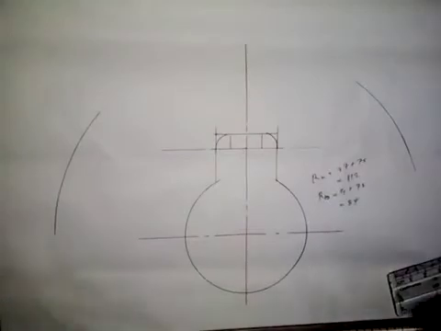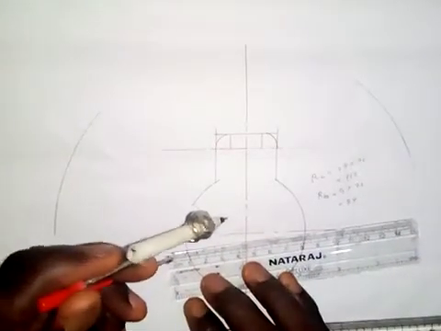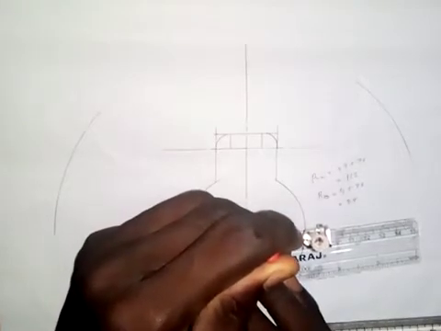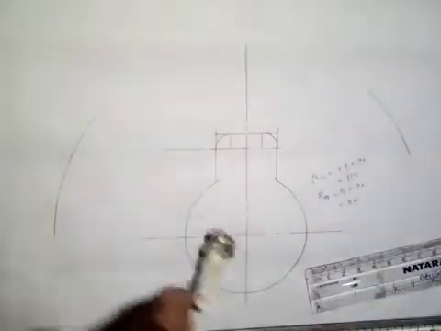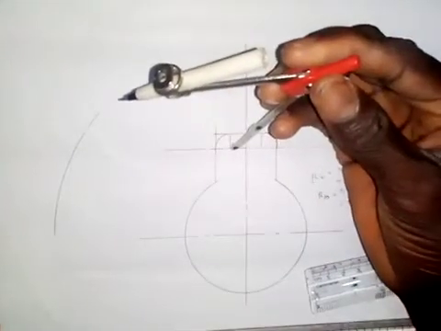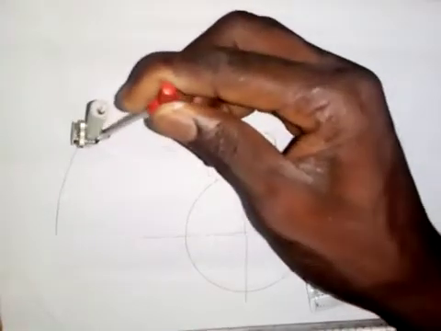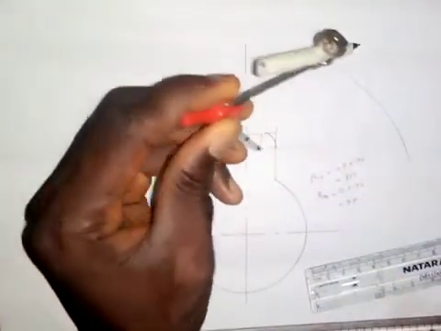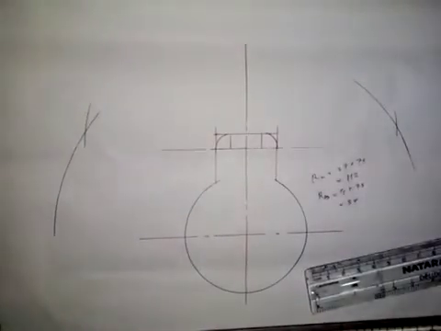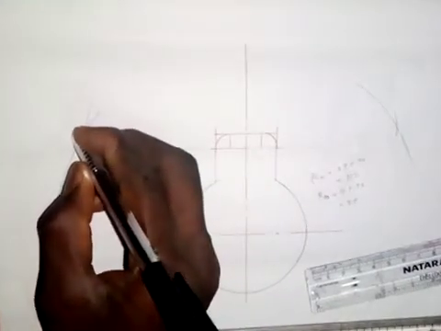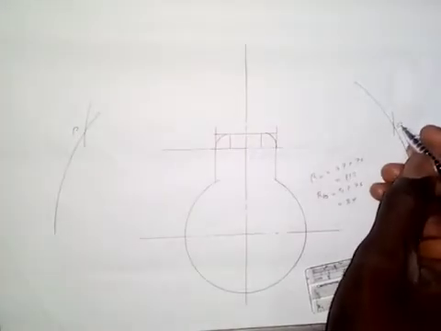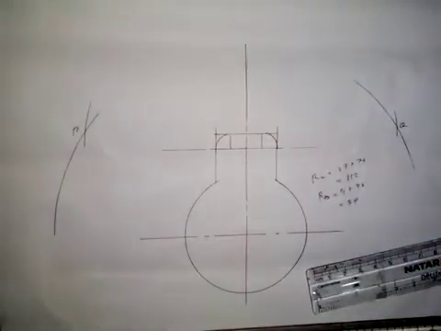Now, the next thing is I will take 84 millimeters. So this is 84. So with this 84, I will put it at the center here and make an arc here. Then I will put it at this point here, at the center here, then make an arc here. Alright, so this is the center of arcs P, and this is the center of arcs Q. So the arcs indicate or show the center of arcs.